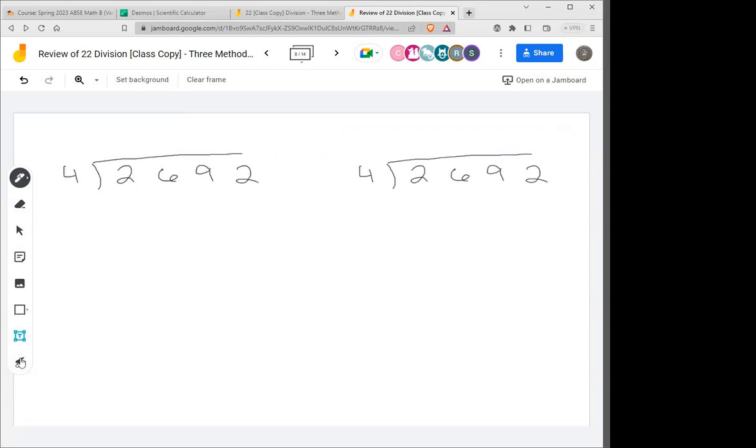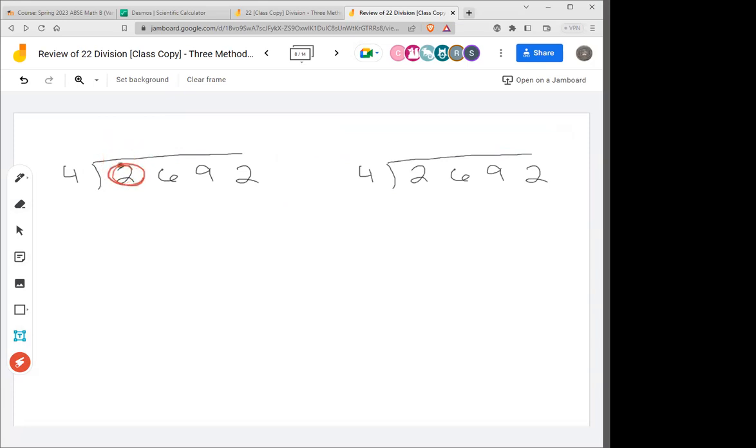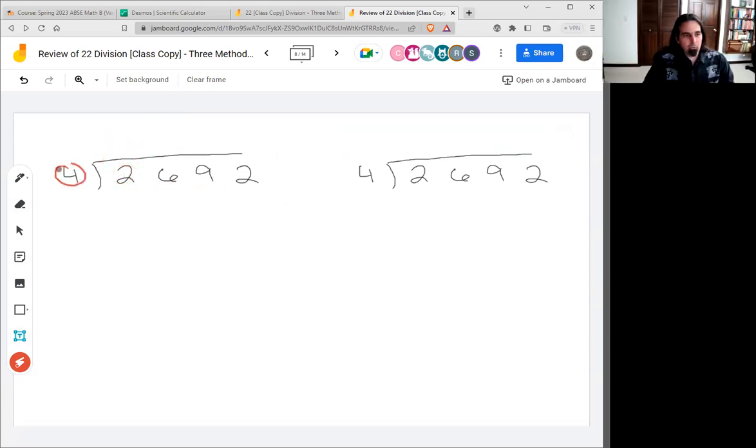So does 4 go into 2? In other words, I'm saying I want to deal out cards 1,000 at a time. If I have 2,000 something cards, can I get 4 people a stack of 1,000 each? No. I need at least 4,000 cards to do that. And I only have 2,000 cards and change. So I'm not going to have anything in this place value.